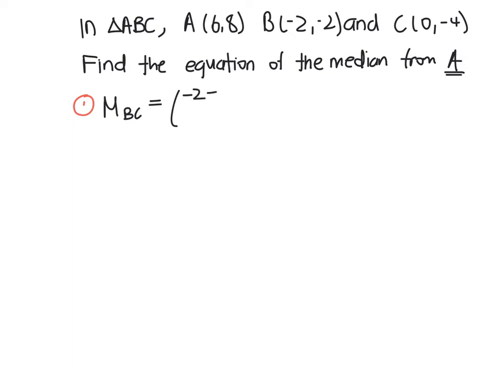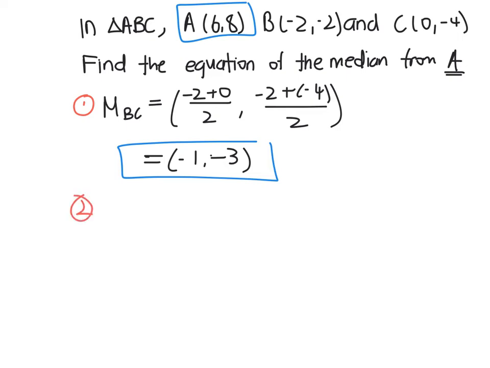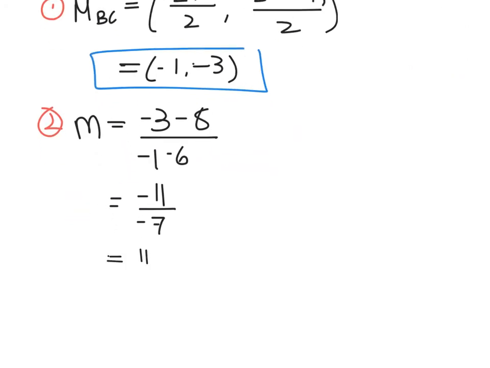So I'm going to do -2 plus 0 and -2 plus -4. And when I simplify that, I have -2 over 2, which is -1, -6 over 2, which is -3. And then that is my midpoint, and I know I'm also going to have to use point A. So now I can jump straight to my equation. I'm done. Just find the slope, find the y-intercept. Okay. So my slope, change in y, so -3 minus 8 over change in x, -1 minus 6, and I get -11 over -7, which I can just simplify to 11 over 7.